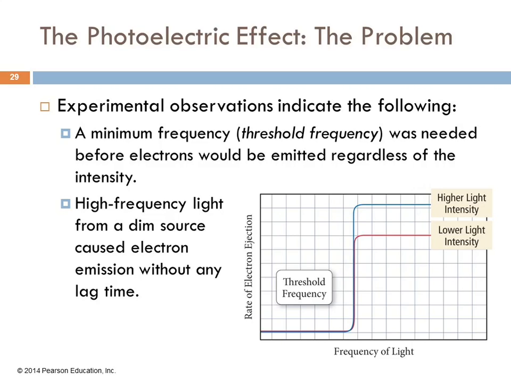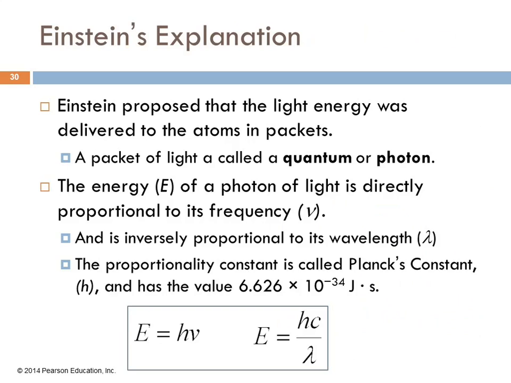The high frequency light from a dim source caused electron emission without any lag time. Now you do get a higher rate of electrons being emitted with a higher intensity light, but you still get electrons being emitted with a lower intensity light, and there's no lag time. And the wave nature of light did not explain this at all.